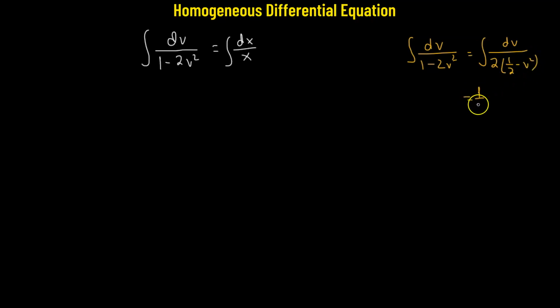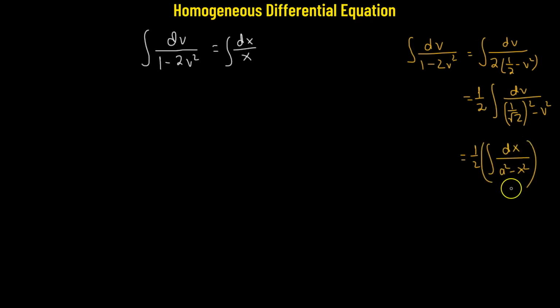We can take out the half and multiply to integral dv. So we have 1 over 2, which can also be written as 1 over (square root of 2) whole squared minus v squared. So this is now in the standard form, which is dx divided by a squared minus x squared. Now this has a formula.